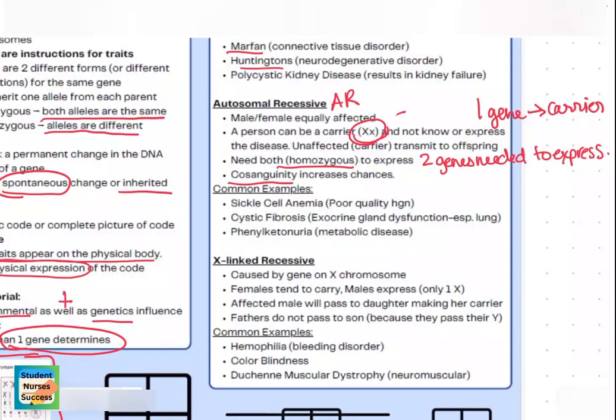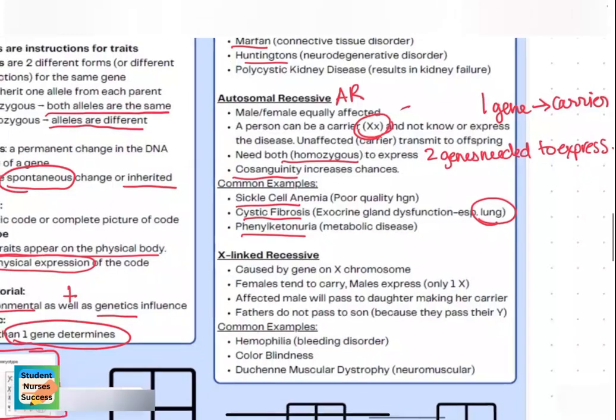Common examples include sickle cell anemia, where hemoglobin quality is poor, cystic fibrosis, which is exocrine gland dysfunction that really causes excessive mucus in the lung and lung infections, and phenylketonuria, which is a metabolic disease where you're unable to metabolize phenylalanine and it builds up in the bloodstream, poisoning the brain.